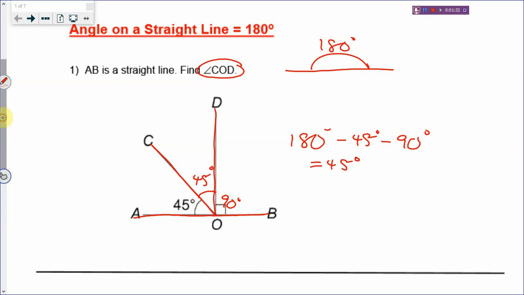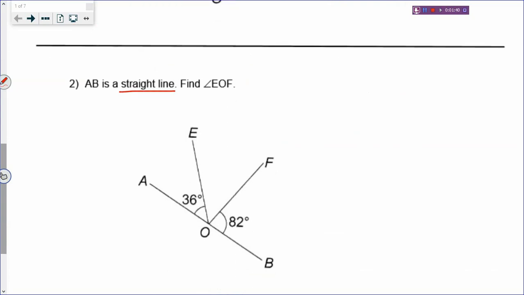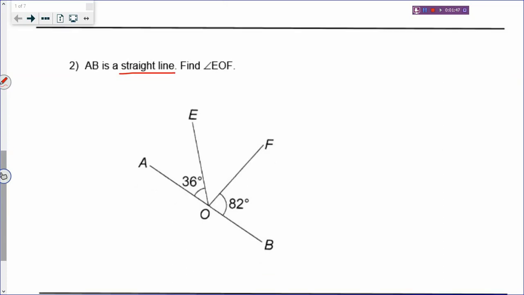Okay, let's go to another example. Now again there's a straight line, so always look out for straight lines, and the straight lines must be indicated by the question, because sometimes the question may not say it's a straight line, but it looks like a straight line. However, you cannot assume, unless the question says. So AB is a straight line, which means that this whole angle is 180.